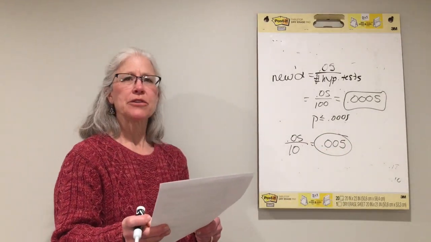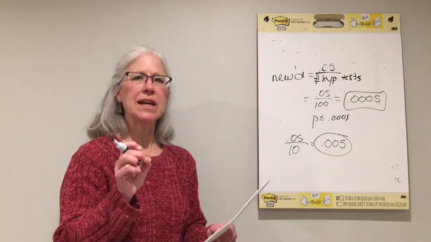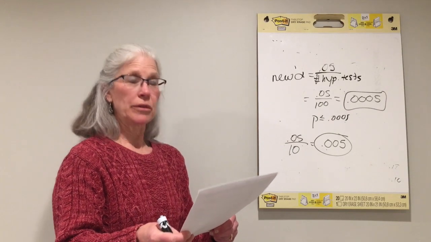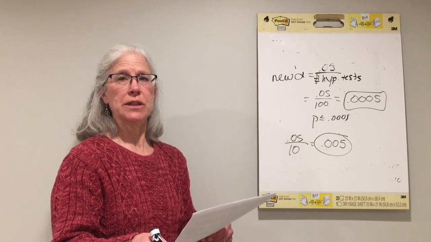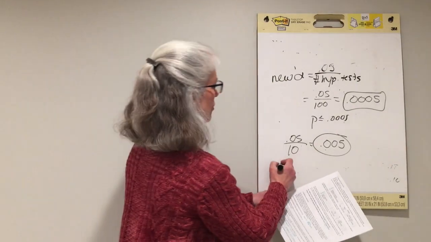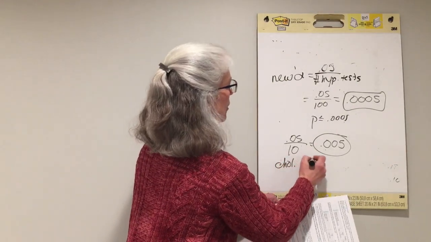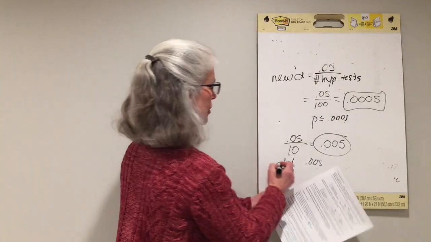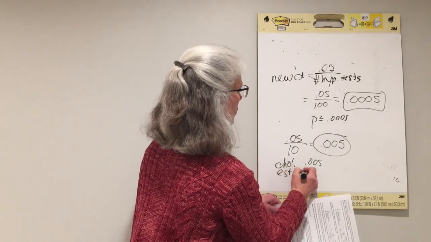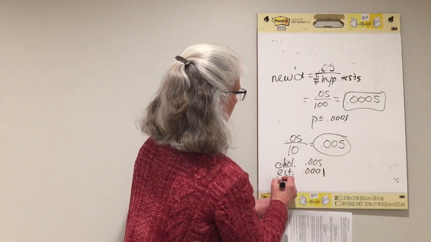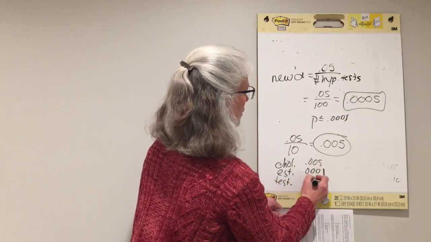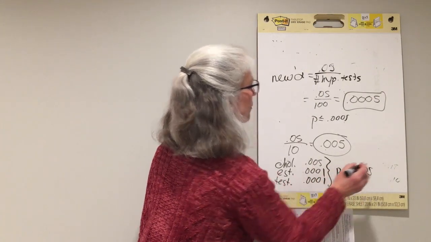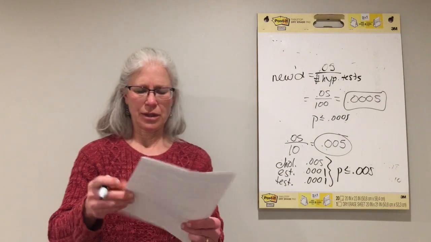Which of their variables are still statistically significant? In which cases do we still have a statistically significant difference between males and females? Well, we have to look for p-values that are less than or equal to 0.005. So that's cholesterol. That p-value is 0.005. And estrogen. That p-value is 0.0001. And testosterone. That p-value is 0.0001. All these p-values are less than or equal to 0.005. So those are the ones that are statistically significant.